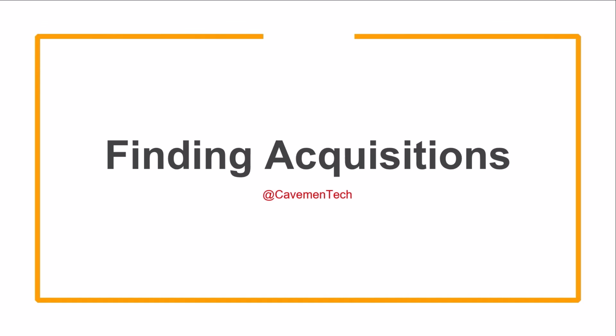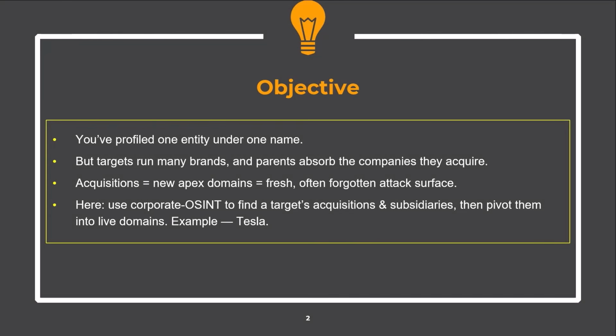So far, we have focused on profiling a target under a single domain name. However, modern enterprises run multiple brands, and parent companies frequently absorb smaller organizations. Every acquisition represents a completely new Apex domain and a fresh, often forgotten attack surface. In this section, we will take a major parent company, Tesla, and use corporate OSINT to uncover its subsidiaries, legal entities, and hidden domains using entirely public infrastructure.